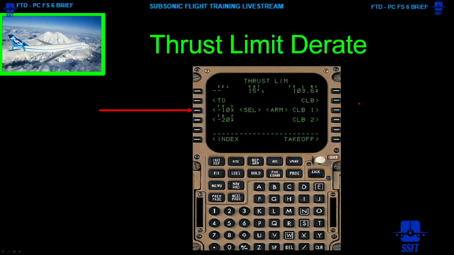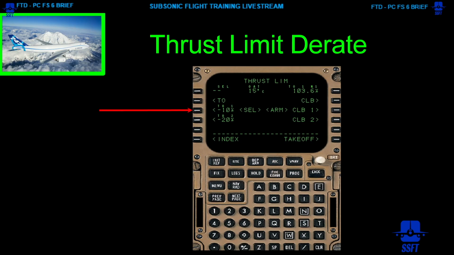Now, of course, there is a limit to how much you can derate. You can only derate down to 25% less than full rated thrust, so you can't derate below that. You've got a choice here: depending on the airline, you could be using fixed derates, you could be using the assumed temperature method, or you could be using a combination of both.